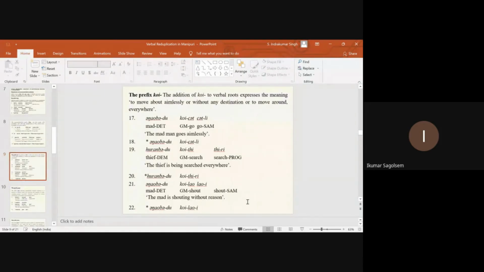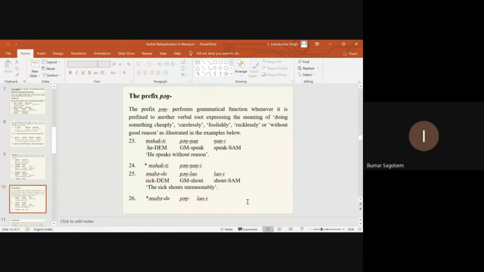The prefix koi is related to the existence of a lexical item called koiba, to move round or to go round. When it is prefixed to a verbal root, the meaning it carries is to move about aimlessly or without any destination, or to move around everywhere, with the repetition of the verbal root. We can see examples below. The prefix koi is added to the verbal root chat in 70, koi chat chatli, and this verbal root chat is reiterated as koi chat chatli, and next koi thi thiri in 14 and koi lau lawi in 21, denoting the complete meaning.